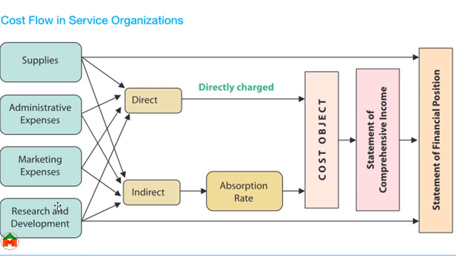On the other hand, the indirect supplies, indirect administrative expense, indirect marketing expense, indirect research and development expense should be charged to the cost object based on the absorption rate. However, after charging the direct and indirect cost in the service organization to the cost object, we will show those costs in the statement of comprehensive income as well as in the statement of financial position.